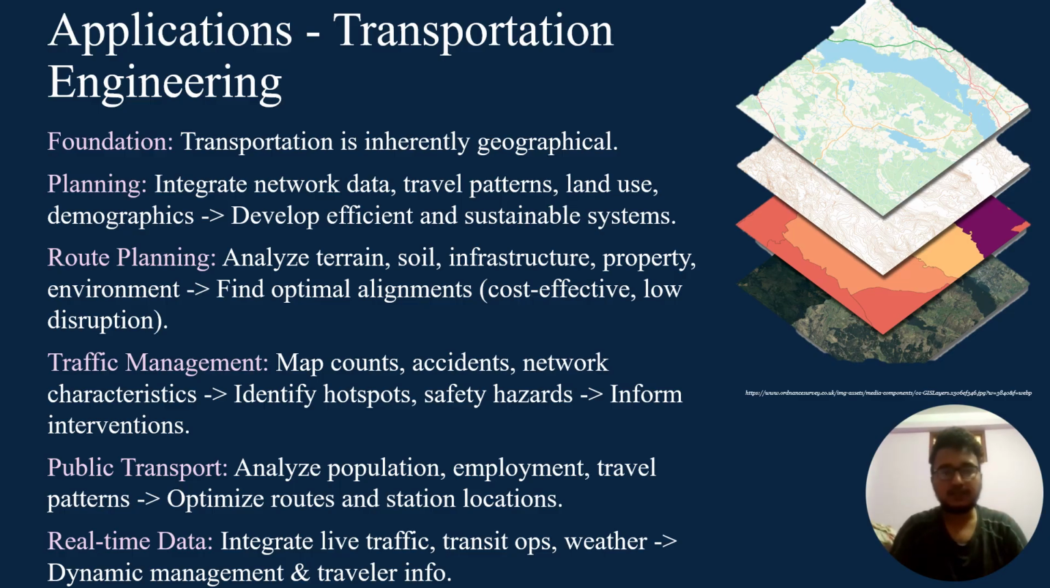GIS also enhances public transportation planning, helping engineers design systems that maximize the accessibility and efficiency. By analyzing population densities, employment centers, and travel patterns, GIS can help optimize the transit routes and station locations. The integration of real-time data has taken transportation GIS to new heights. Modern systems incorporate live traffic data, public transit operations, and even weather conditions, enabling dynamic traffic management and traveler information systems.